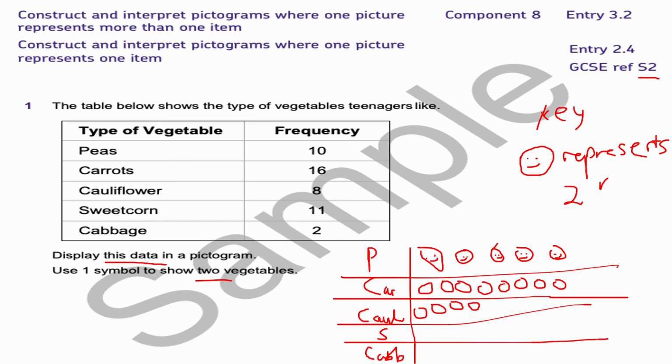We will come back to sweet corn in just 1 second. We'll do cabbage, which is just going to be 1 circle. So let's just label this first, okay, before we do sweet corn. Okay, I'll try and put the 2 dots on it, and then I can do the lines after.